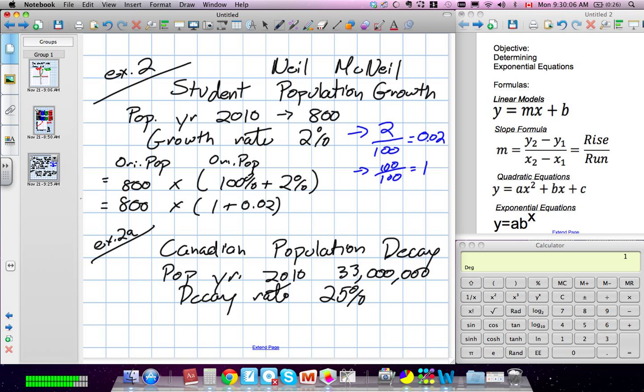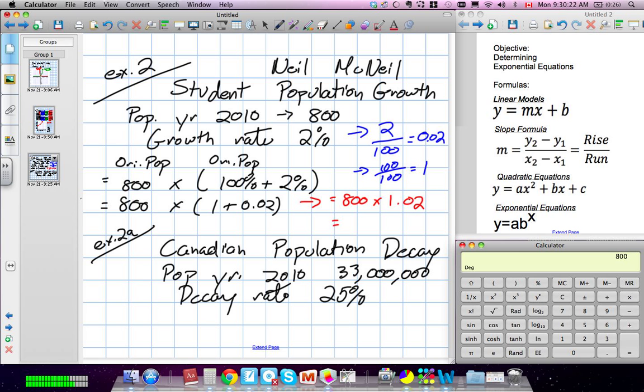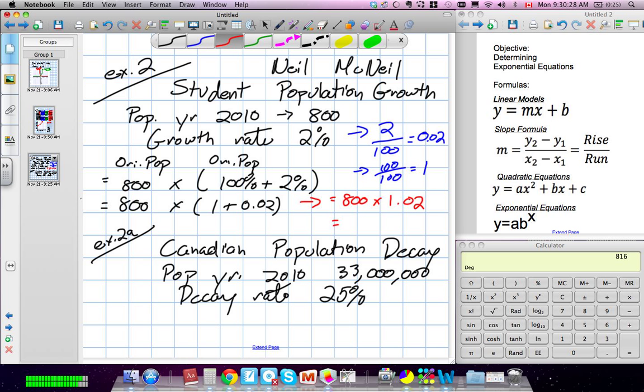So our final equation we'll do in red. In order to represent a growth rate, we'll be taking the original population, 800, times 1.02. So next year's population is estimated at 800 times 1.02. 816 students will be at Neil McNeil next year, if this is right. Okay? That sounds logical. I think we do have a growth rate in this school.